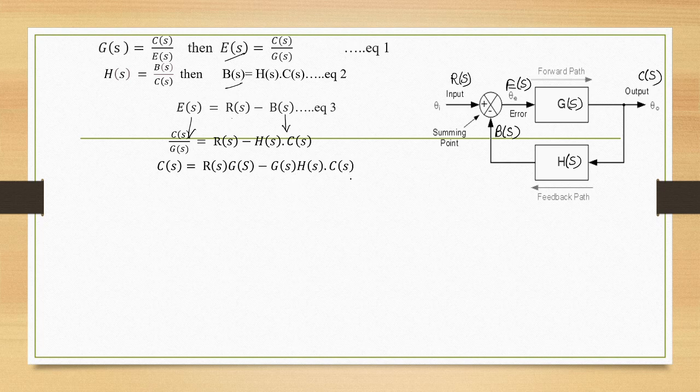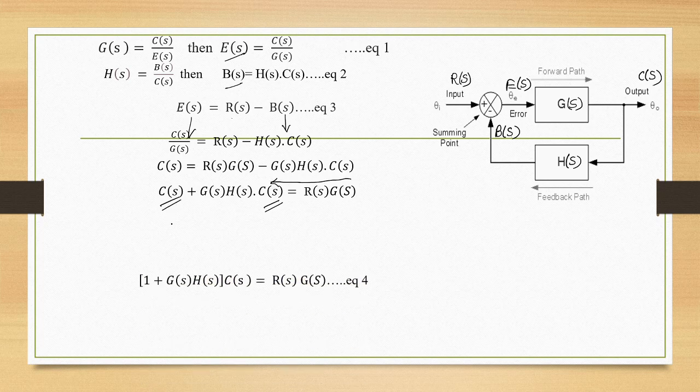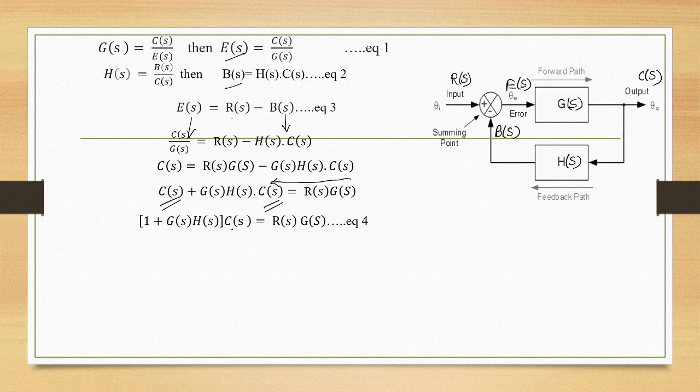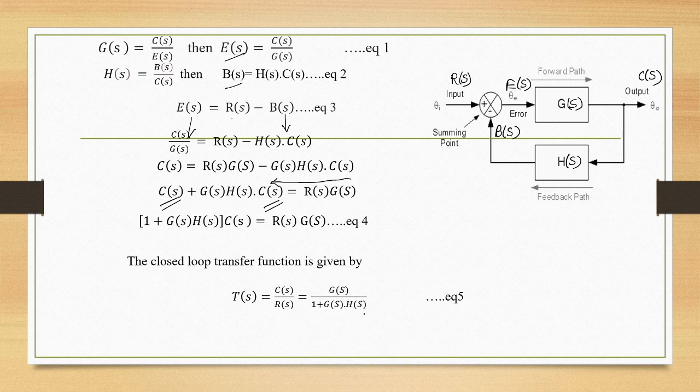In next step, we shifted this value on left hand side and then taking C of S common from both the terms, we get equation number 4. Now transfer function of the system is given by C of S upon R of S. Therefore, C of S upon R of S value is given by equation number 5. That means G of S upon 1 plus G of S into H of S.